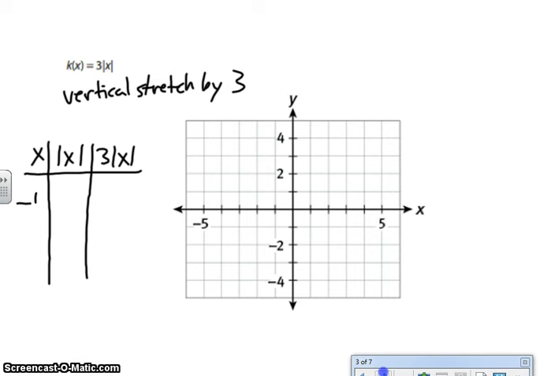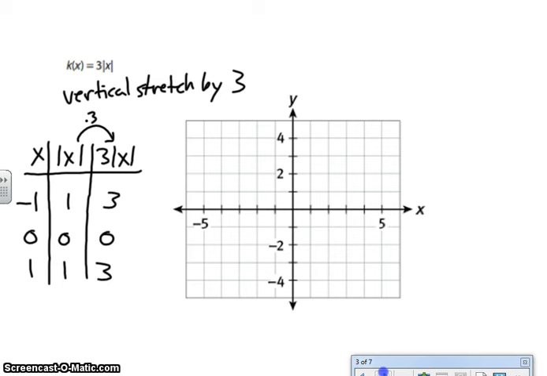It still starts the same way: negative 1, 0, and 1. I take the absolute value of everything from the first column, so still 1, 0, and 1. Now to move from the second to the third column, I'm moving from absolute value of x to 3 times absolute value of x. So I multiply everything by 3. That gives me 1 times 3 is 3, 0 times 3 is 0, 1 times 3 is 3.